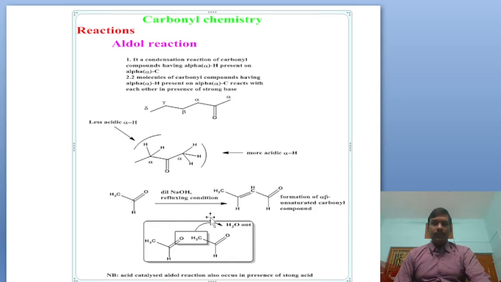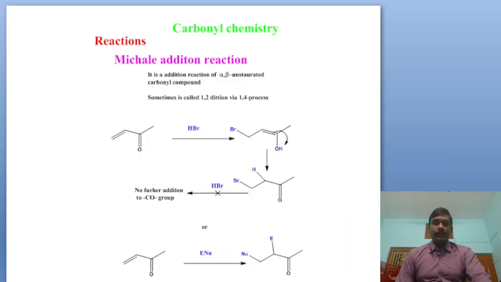So in the presence of dilute NaOH, acetaldehyde will combine with another molecule of acetaldehyde to give an alpha beta unsaturated carbonyl compound. Here the oxygen atom of the carbonyl group and two hydrogen atoms from the CH3 will combine with each other, and a condensation reaction with elimination of a water molecule will give the alpha beta unsaturated carbonyl compound. This is called the aldol reaction.